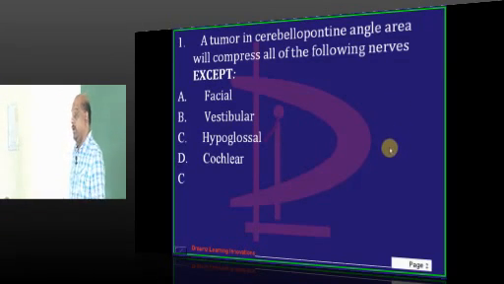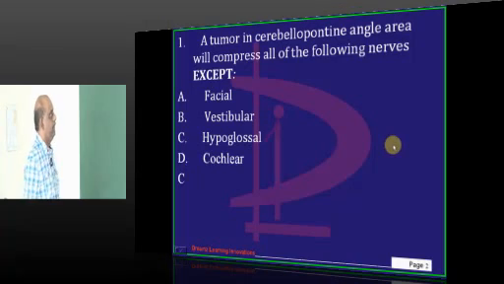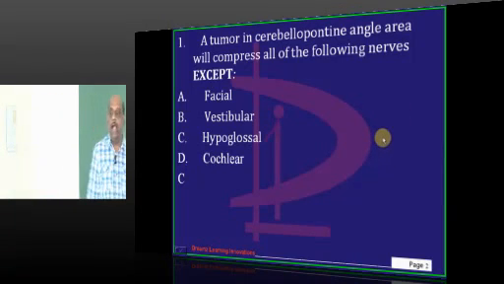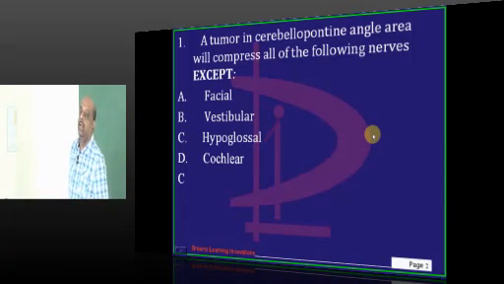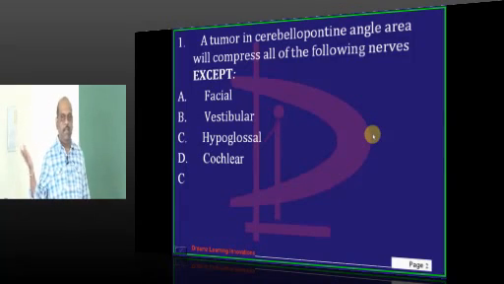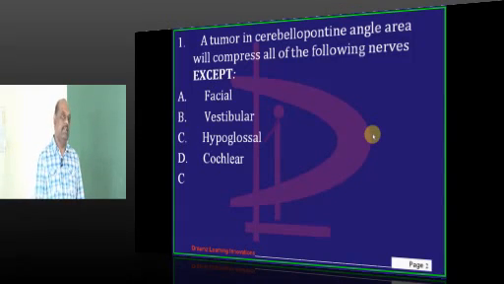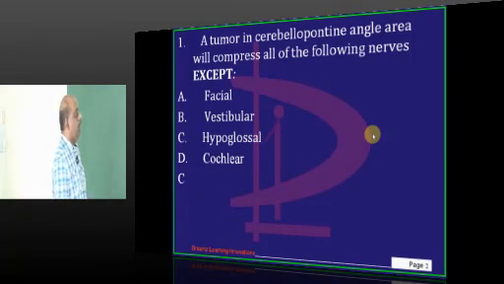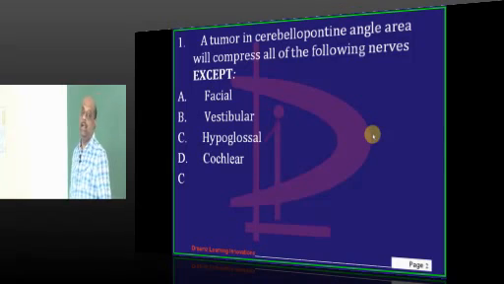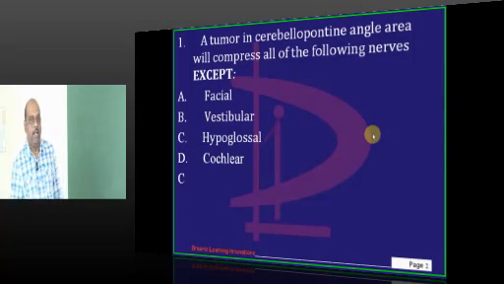A tumor in the cerebellopontine angle doesn't involve the hypoglossal. Why? Because the 5th, 6th, 7th cranial nerves are all located in the pons, 8th, 9th, 10th are in the medulla, and 3rd, 4th are in the midbrain. So the hypoglossal is mainly in the medulla.